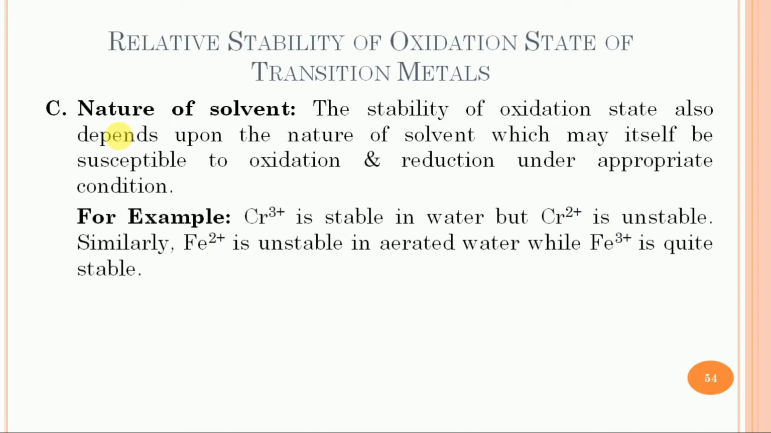Third one is the nature of the solvent. The stability of an oxidation state in a solvent also depends upon the nature of the solvent, which may itself be susceptible to oxidation or reduction under appropriate conditions. For example, chromium 3+ is stable in water, but chromium 2+ is unstable in it. Similarly, iron 2+ is unstable in aerated water, while iron 3+ is quite stable in it.